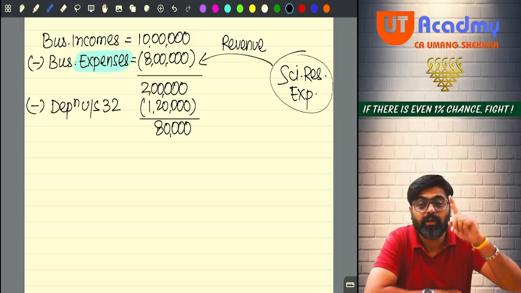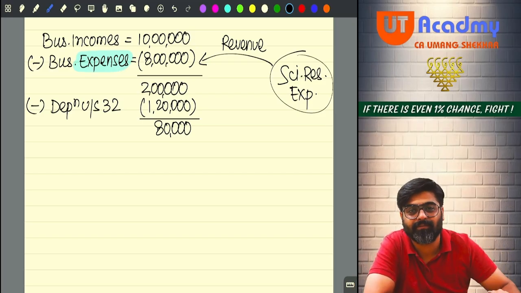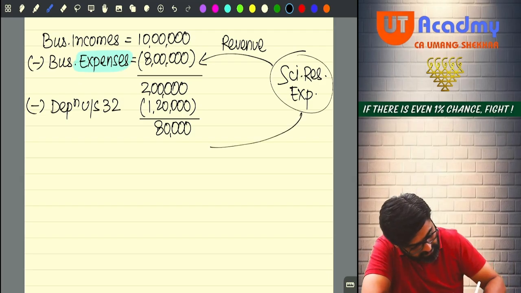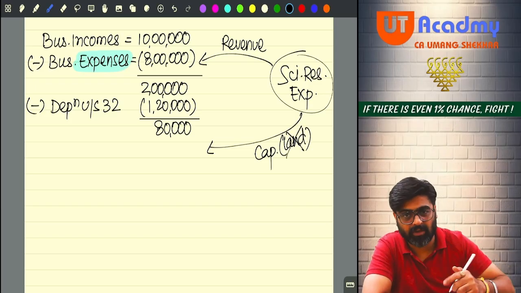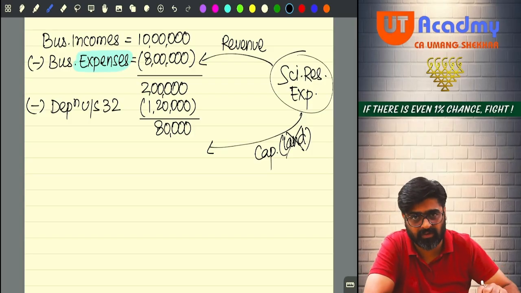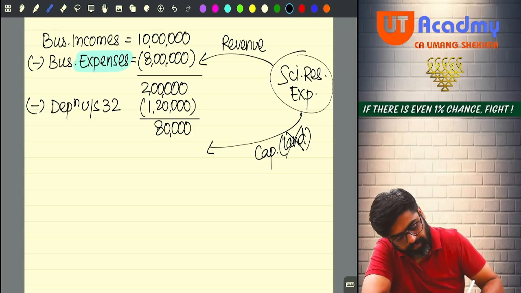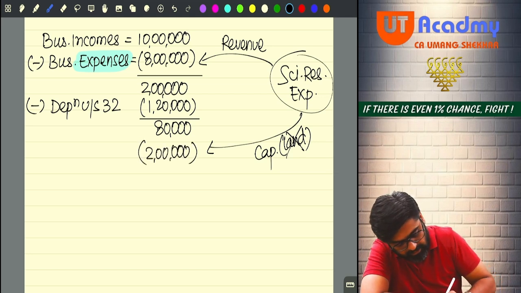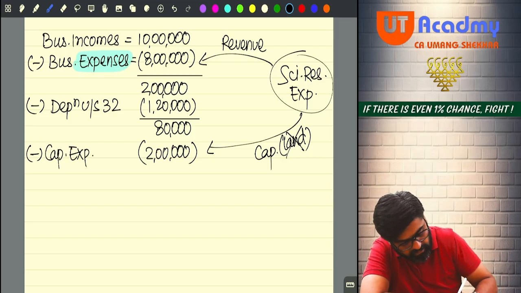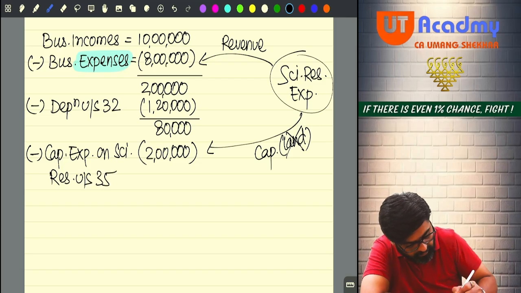Where will you claim it? You have to claim it after the claim of depreciation. So any capital expenditure other than cost of land on scientific research, you will be claiming after the claim of depreciation. So can I say 2 lakh rupees of capital expenditure incurred, that you will claim from here. This is what? This is capital expenditure on scientific research which you are claiming as per section 35.